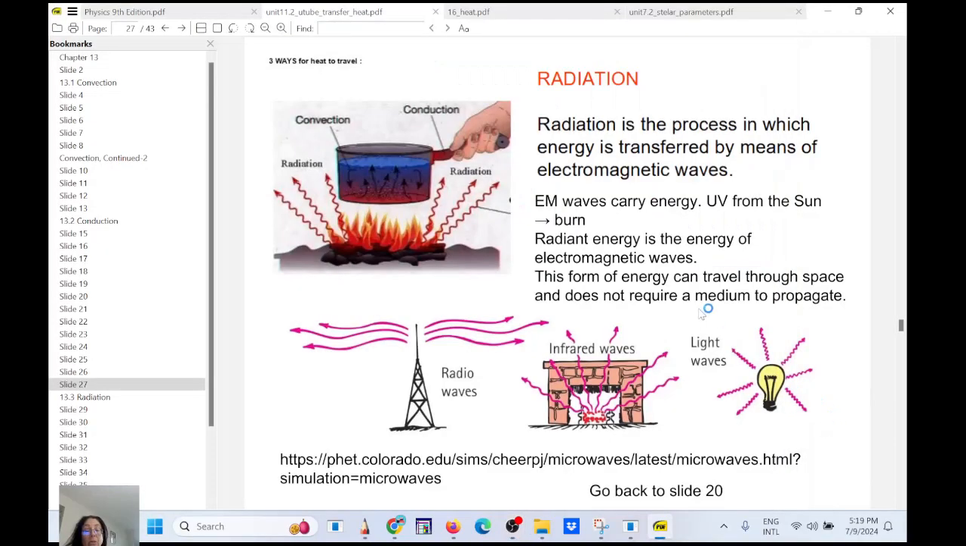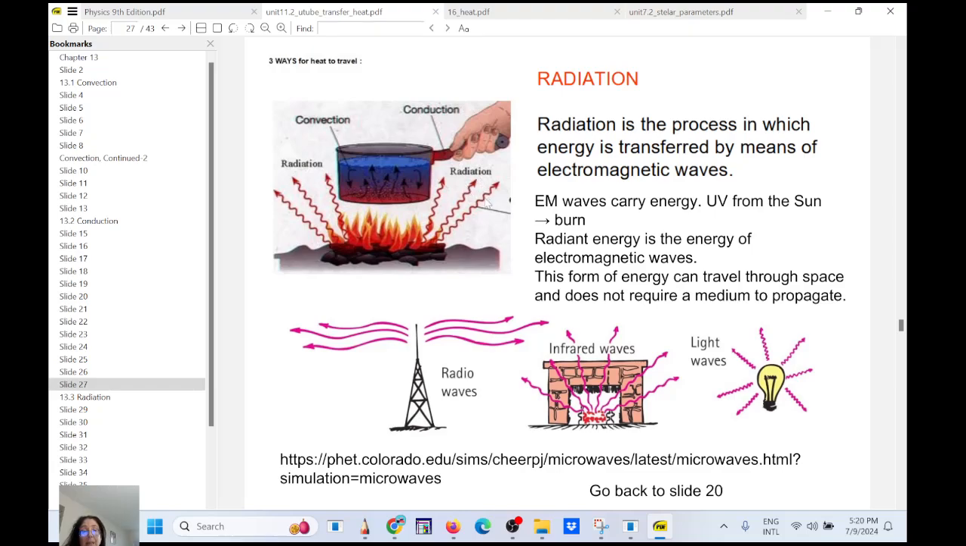Hi guys, so today we're going to talk about a different way heat can be transferred, and that will be radiation. So we talked about conduction, we talked about convection, and now we're going to talk about radiation. So for example, here you have fire. The fire will emit light. So this light here is actually electromagnetic waves, and electromagnetic waves carry energy which is called radiant energy. So that's a way for heat to be transferred from one place to another.